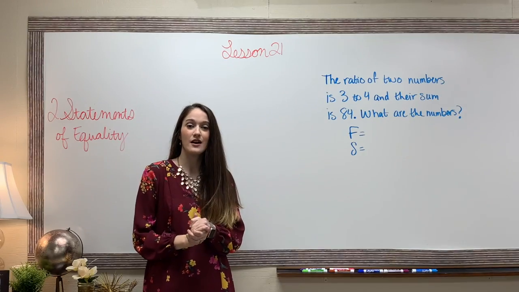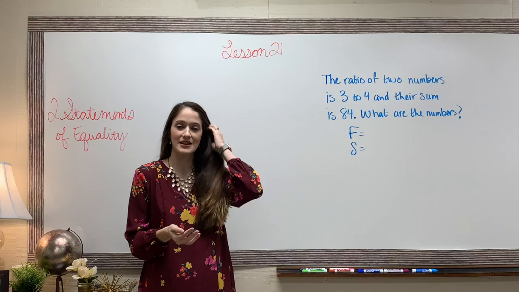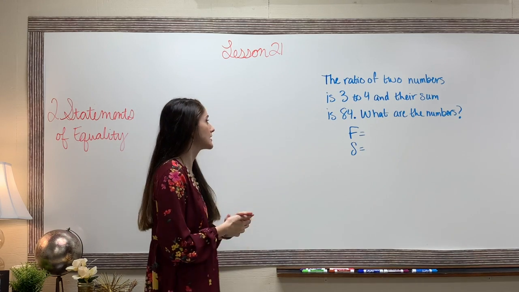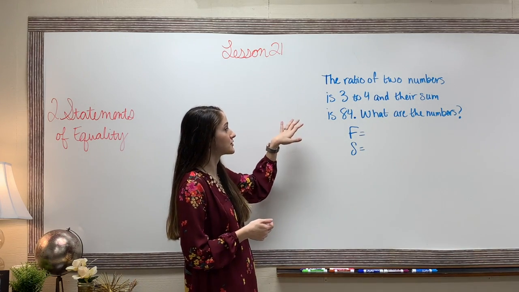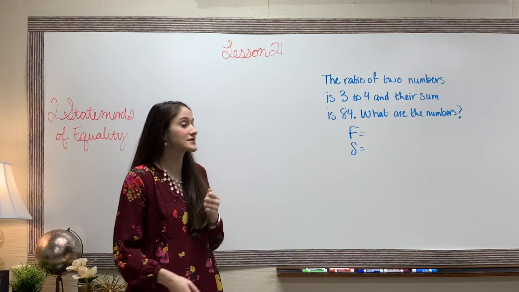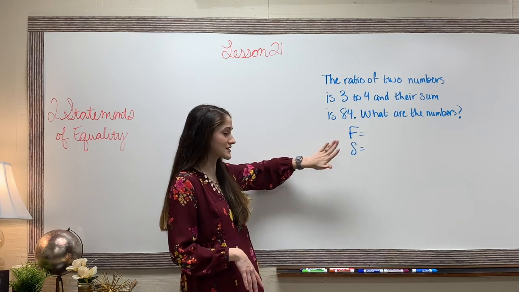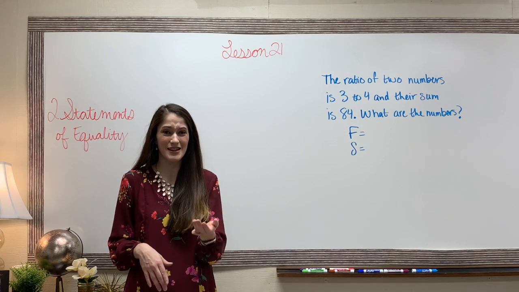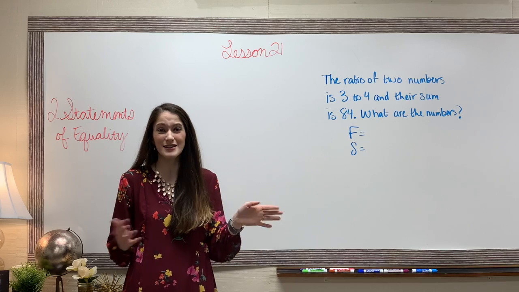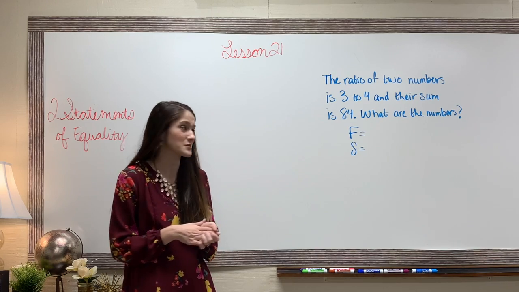Okay, so our second concept is going to be word problems when they give us two statements of equality. In this example, the ratio of two numbers is 3 to 4, and their sum is 84. What are the two numbers? I'm labeling these the first number and the second number. I think your book labels it N and D for numerator and denominator. It doesn't matter, as long as you remember which one's which.